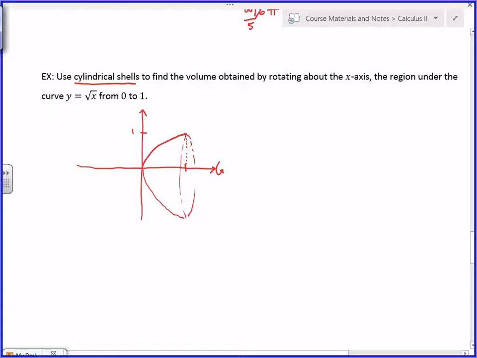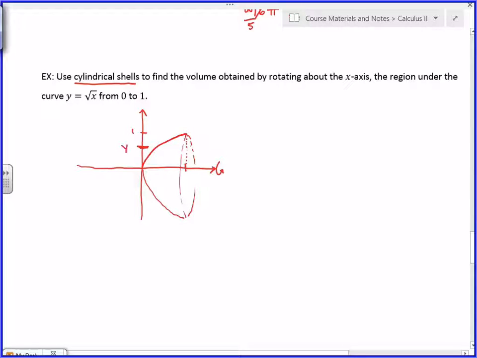Okay, but this says use the shell method instead of the disk method. Now, how do you tell which one's which? Well, think of it in terms of where you're slicing. Am I slicing the x-axis or am I slicing the y-axis? Notice if I sliced right here on the x-axis and cut it, what shape do I get? I get discs, right? On the other hand, if I slice it this way, I get that little rectangular sliver that would then, when you rotate it around, give you the shell.